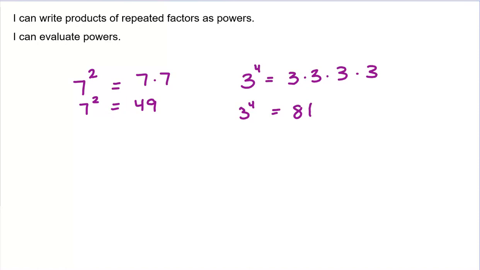Let's just do one more for good measure. Let's say 5 to the third. We can write this out as 5 times 5 times 5. 5 times 5 is 25. Times 5 is 125.